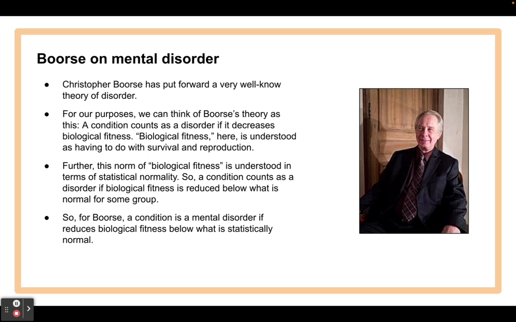But there's also a statistical element to Boorse's view. He thinks that the norm of biological fitness is understood in terms of statistical normativity. So a condition counts as a disorder if biological fitness is reduced below what is normal for some group. So we have to look at some group to determine if functioning has dropped below what is normal, right? So there's a statistical element to Boorse's account as well. So for Boorse, a condition is a mental disorder if it reduces biological fitness below what is statistically normal.